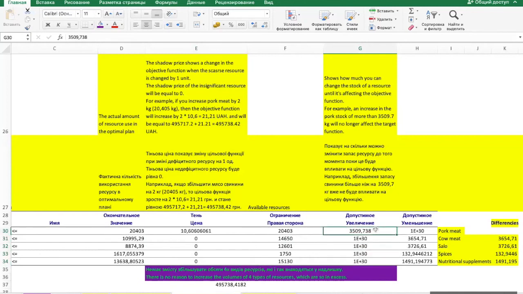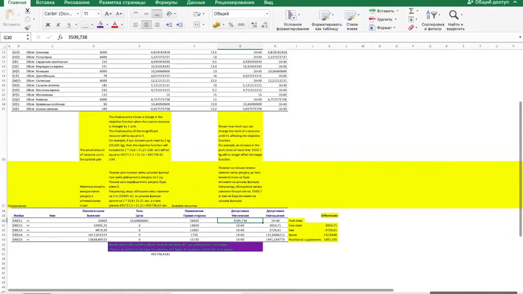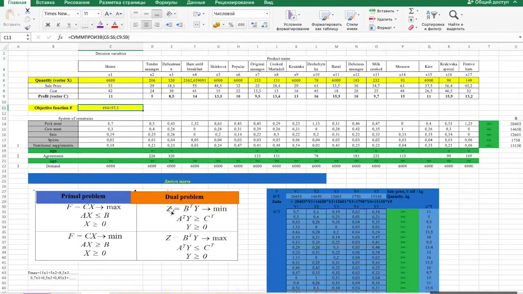Only for the scarce resource do we have a huge value, because the more of this resource we have, the more possibilities we will have to increase our target or objective function. So these are all the most important moments which I wanted to describe and explain for you.